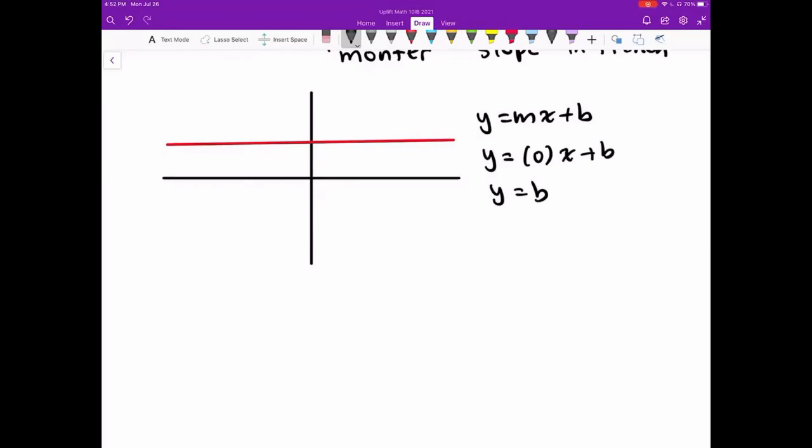Wait, 2, 0? You mean 0, 2? Oh yeah, whoops, 0, 2. It's confusing. Don't be like me and mess up the order, because that matters. Yeah, y is left 2. Yep, y equals 2.